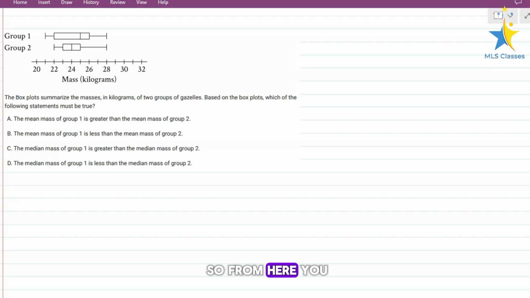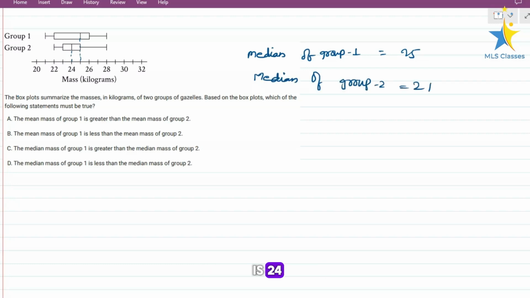From here you can see, we know that the median of a data set represented in a box plot is represented by the vertical line within the box. So it follows that the median mass of the gazelles in group 1 is 25. Median for group 1 is 25. Same way you can see median for group 2 is 24. Median of group 2 is 24.